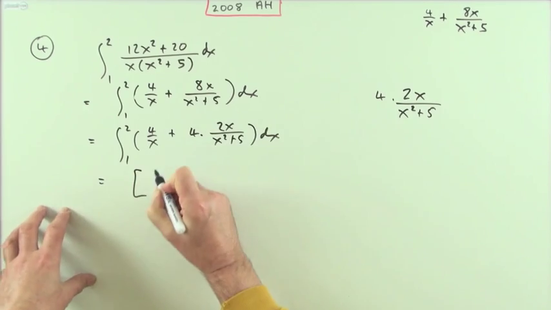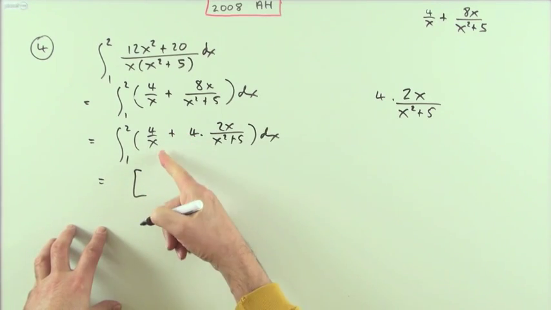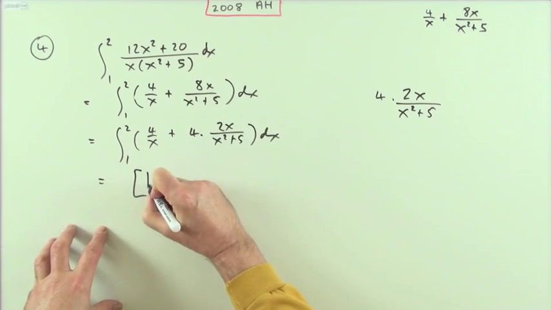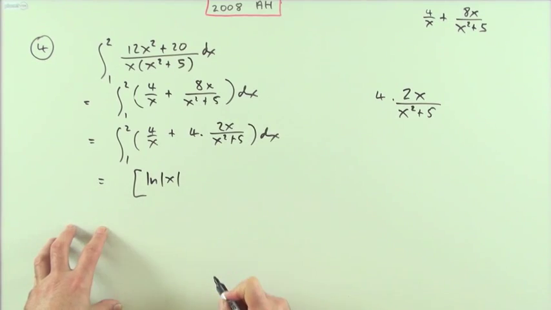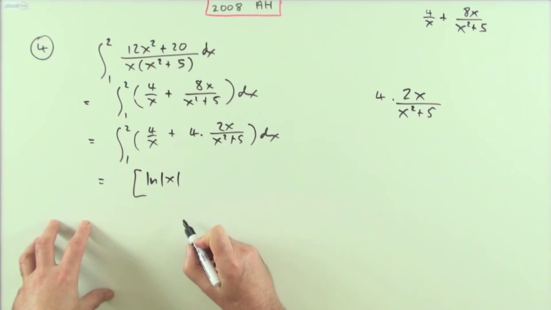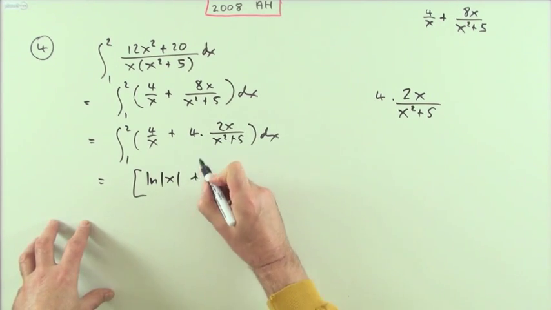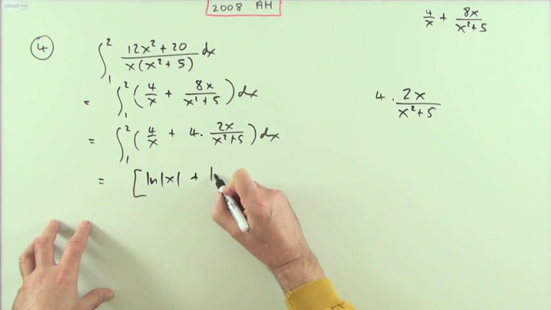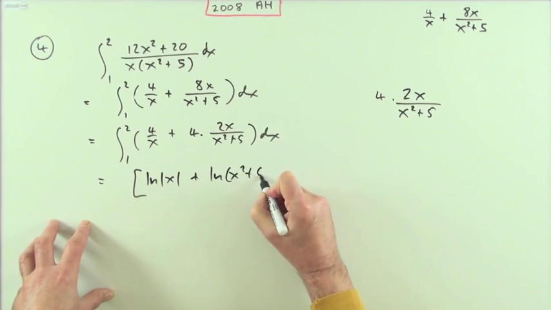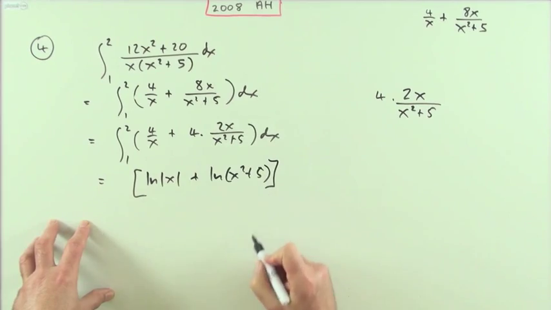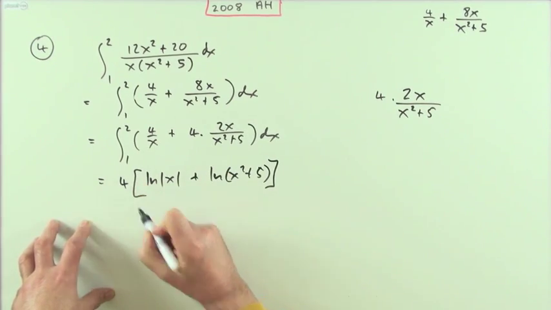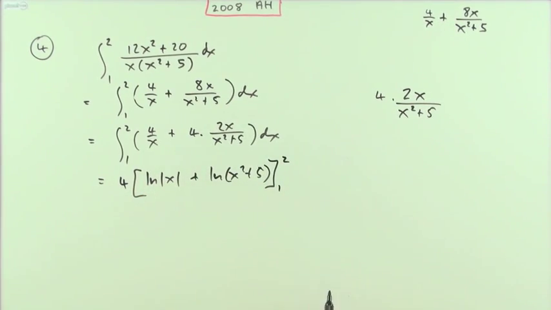And then I can go straight in. Well, that's 4 times the derivative of ln x. I better just keep that with its wee raincoat on to keep it safe. And that is 4 times the derivative of ln x squared plus 5. They were both 4 times them, so I could put that 4 outside. Evaluated from 1 to 2.